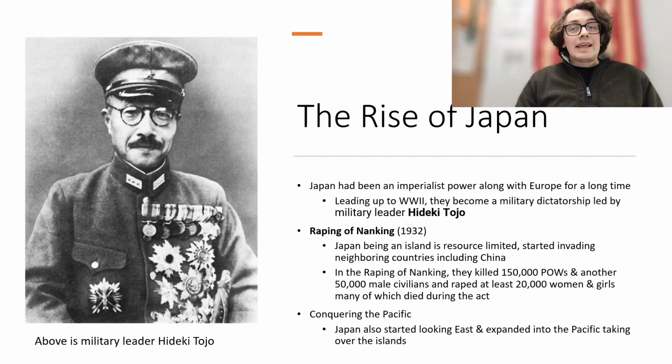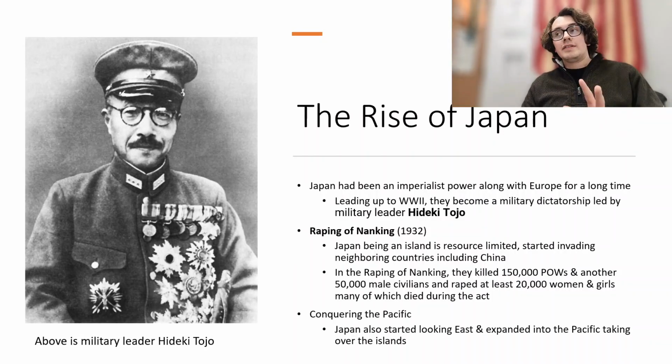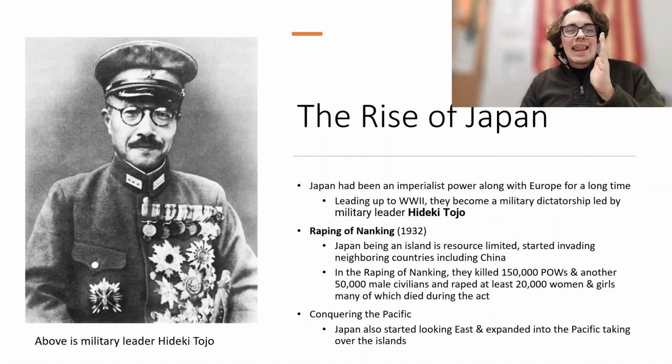In the raping of Nanking, they are going to kill 150,000 POWs. That's not active soldiers, these are POWs. These are soldiers who have been caught and captured. They pose no threat, and Japan is going to kill 150,000 of them. On top of that, they kill another 50,000 male civilians. These are not soldiers. And the reason that this tragic, horrific event is called the Raping of Nanking is because 20,000 women and girls are going to be raped in this horrific event.